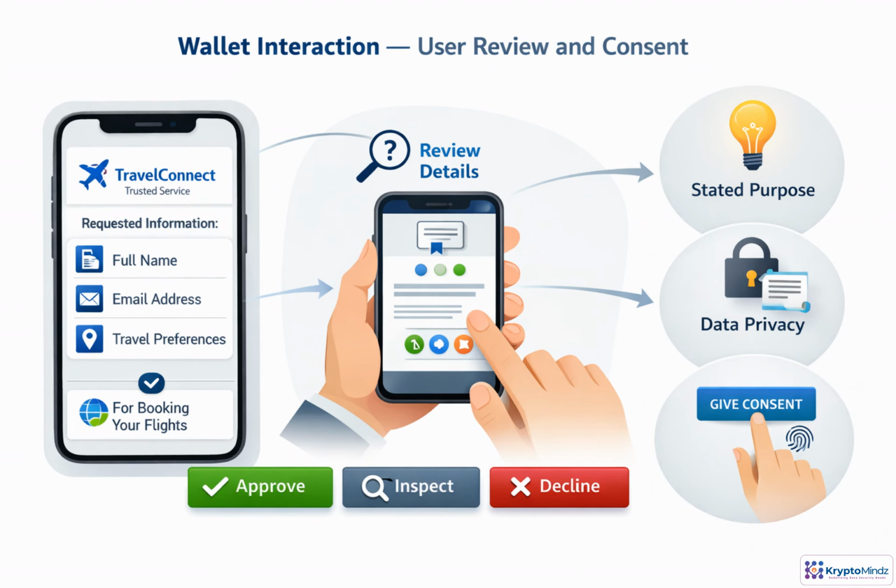At this point, the wallet shifts from being a passive mailbox to an active privacy tool. The user sees who's asking, what data is requested, and why it's needed. Good design nudges the user to pause and check whether each attribute makes sense for this purpose. Consent must be explicit and reversible, not buried in small print. Approve, decline, or inspect further. The key is meaningful, informed choice every single time.